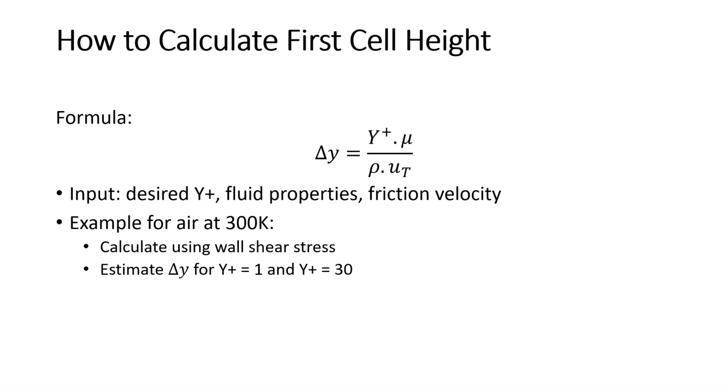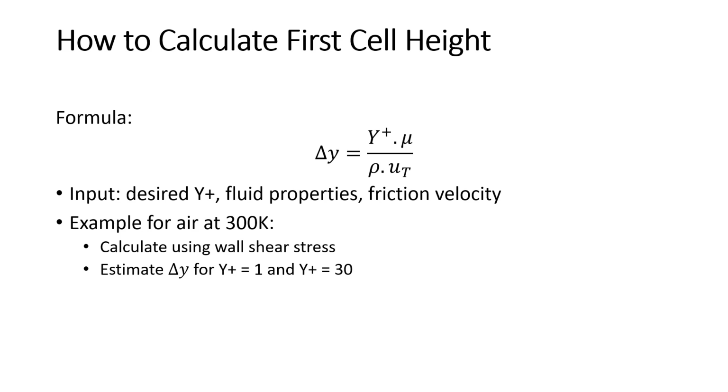Now, let's see how to calculate the first cell height for the desired Y plus value. To achieve a desired Y plus, we need to calculate the first cell height using this formula, where delta Y, the first cell height, is equal to Y plus into mu divided by rho into u_tau. Here Y plus is the desired Y plus value which you want. According to the Y plus value, the cell height will be calculated from this formula.